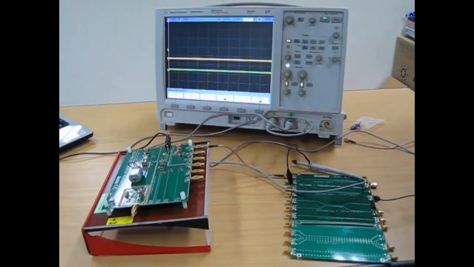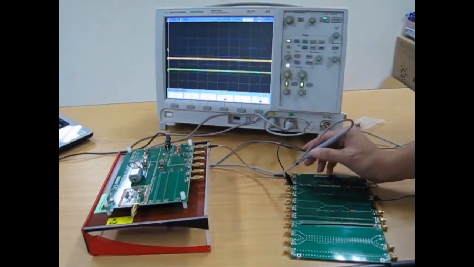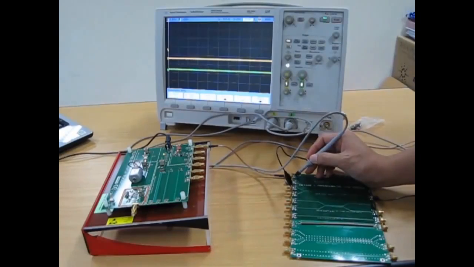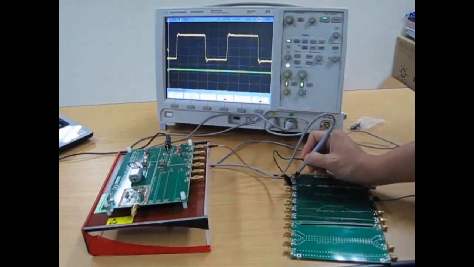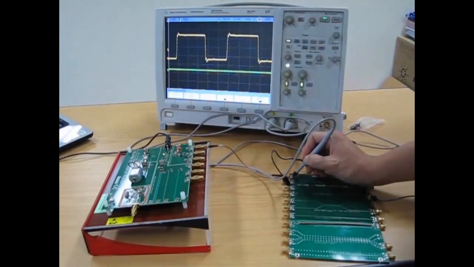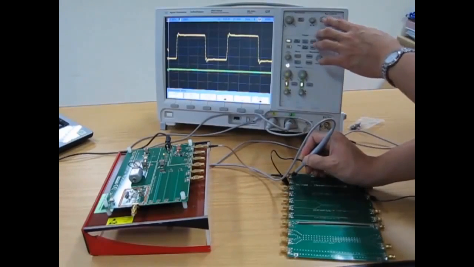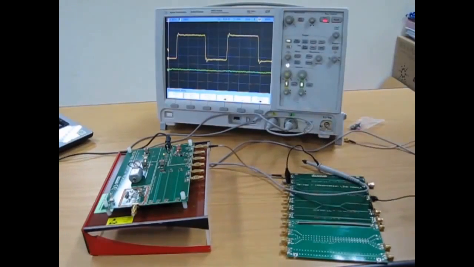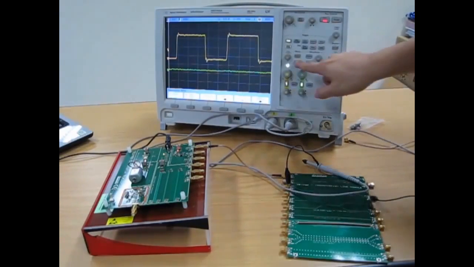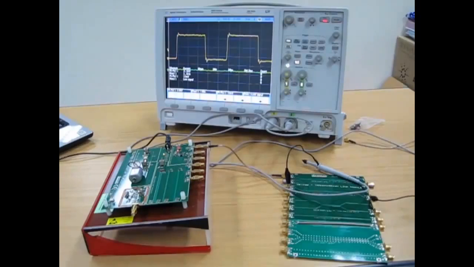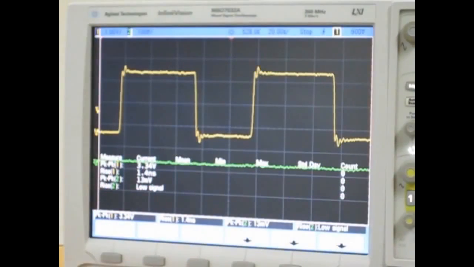Now let's measure the rise time of the high-speed pulse at the entry point of the microstrip line. We are using probe 1 to capture the signal, then press the stop button to freeze the signal for ease of analysis. With just one press of the quick measure button, we can get the rise time and peak-to-peak level of the pulse. The measured rise time is 1.4 nanoseconds and the peak-to-peak level is 3.34 volts.